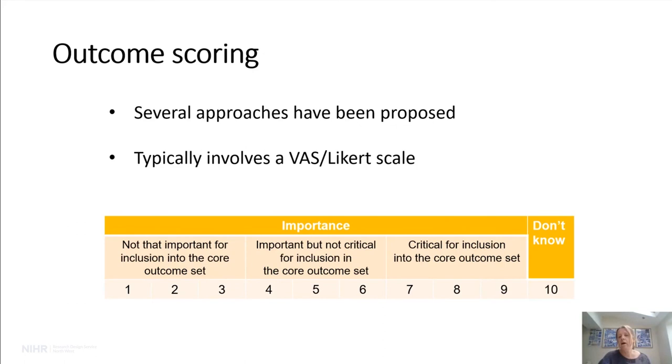Scoring, again, occasional variation, but generally speaking, we follow the approach that GRADE uses for looking at evidence. It's a 9-point scale, chunked into 3-point subscales. And the typical wording that people use: if you score it 7 to 9, what you mean there is that the outcome is critical, that it's included in the core outcome set.